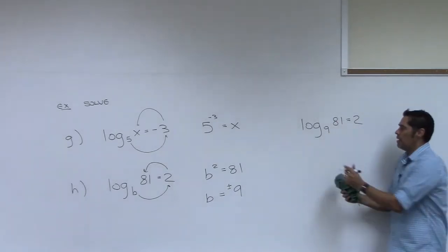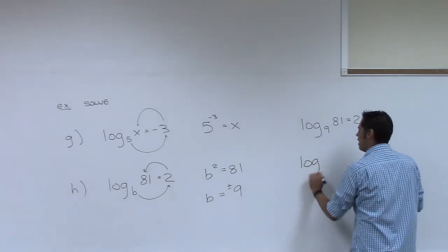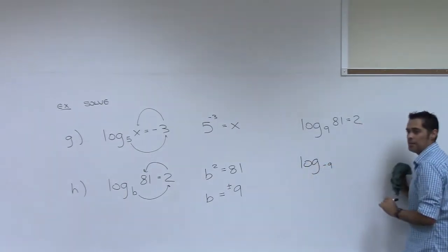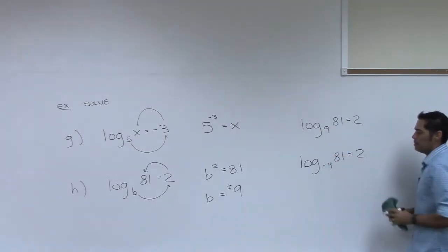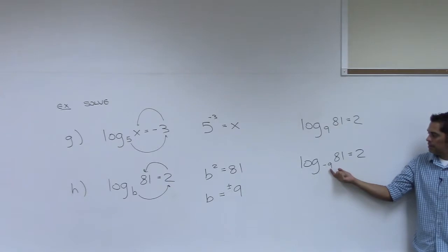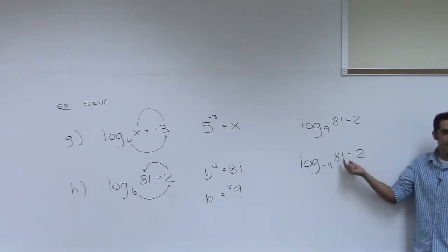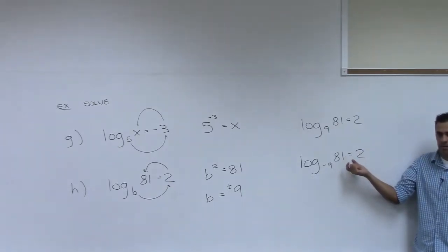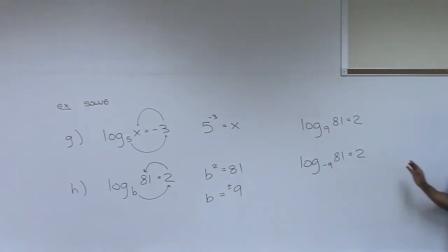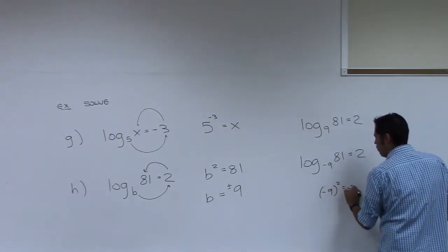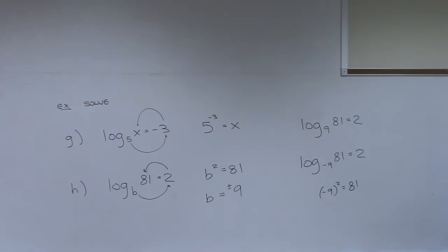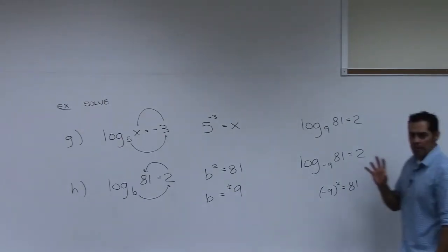That's true. This one right here, if I use the negative 9, like this, would be saying, negative 9 to what power is 81? Well, is negative 9 squared 81? It is, isn't it? Okay, but we have a slight problem here.